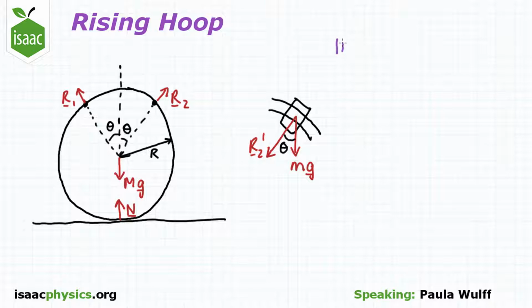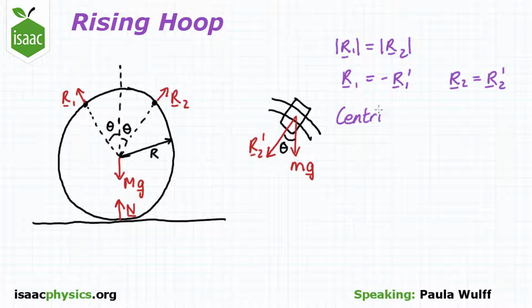Due to the symmetry of the setup, R1 and R2 must always have the same magnitude at the same point in time, and according to Newton, R1 and R1' must be equal and opposite, and the same for the second bead. As the beads are moving in a circular path around the hoop, there must be a centripetal force acting on them, provided by a radial force.